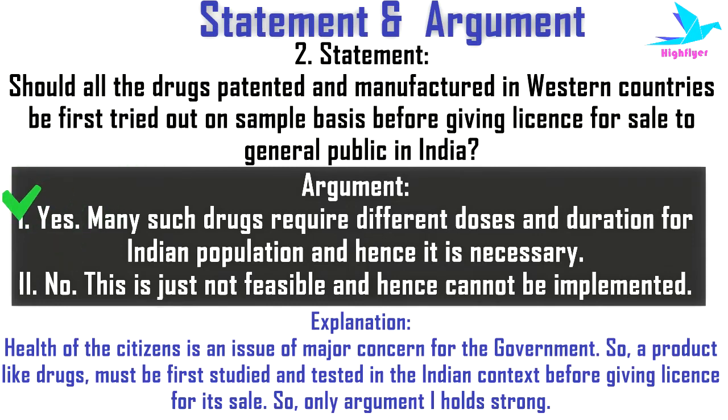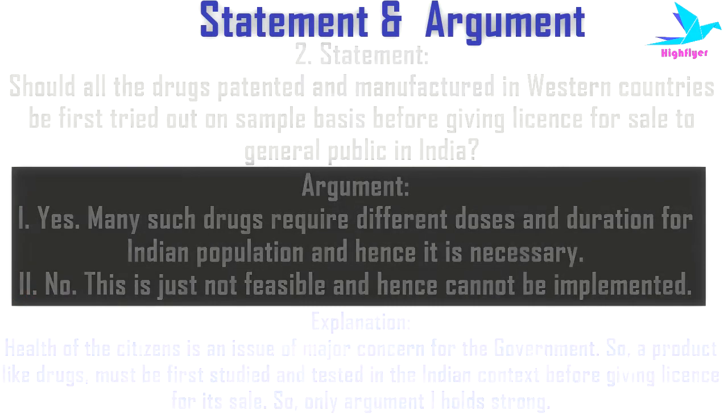Then the next argument, no, this is just not feasible and hence cannot be implemented. Now this argument is simply an objection without any reason and logic. That's why it's not strong enough. So the only argument which is strong is argument 1.